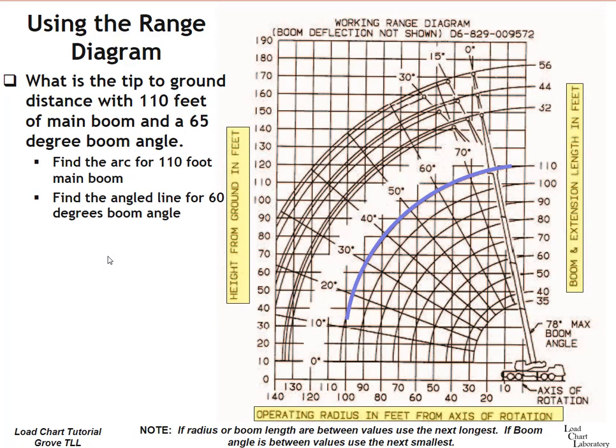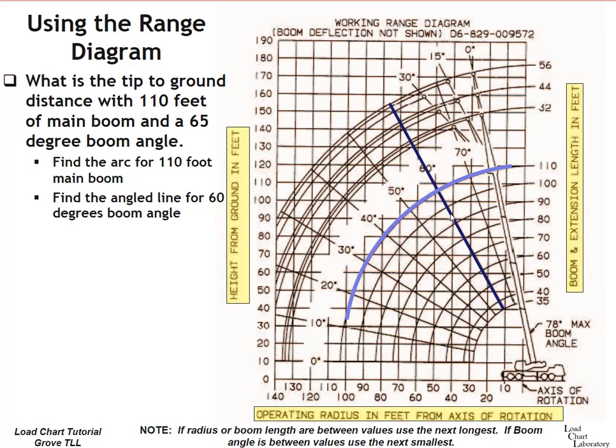So find the angled line for 60 degrees boom angle. We are already asking, why not 65? 65 is not a number on the diagram. Can't use 65. Use a real number. And just like when you're finding capacities, you always want to go down to the next lowest boom angle. So 65 degrees is not on the chart. We go down to the next lowest boom angle, which is 60. And we use that to find the intersection of the 2 points. So we have a 110 foot arc, a 60 degree angled line.